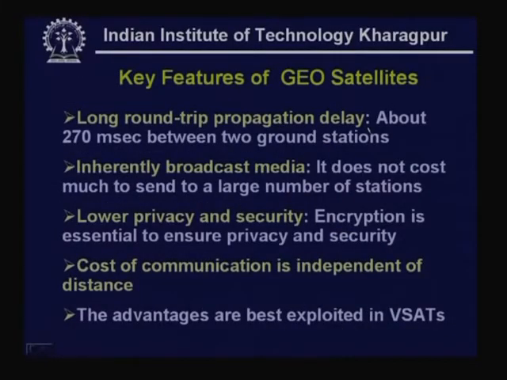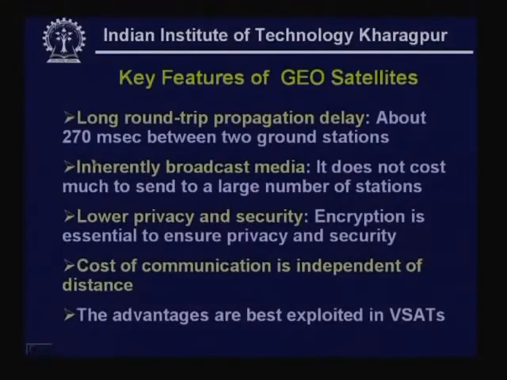Now let us look at the key features of the geostationary satellites. One important feature is the long round trip propagation delay. As you know, the distance is about 36,000 kilometer, and even with the speed of light, 3 into 10 to the power 8 meter per second, with which the electromagnetic radiation goes from the surface of Earth to the satellite and comes back, it takes about 270 milliseconds between two ground stations. That means the round trip delay is 270 milliseconds.